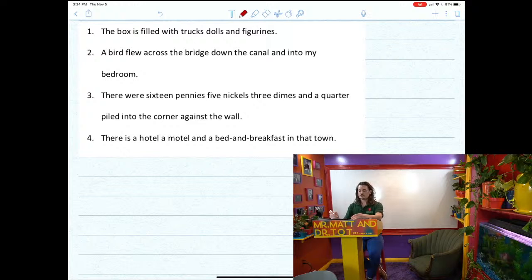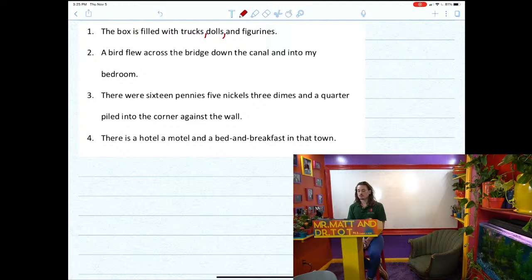Okay, so number 1, the box is filled with trucks, dolls, and figurines. So the first item in this series is trucks. So we'd have trucks, comma, dolls, and that comma right there would be the Oxford comma, and then the conjunction and figurines. So trucks, comma, dolls, comma, and figurines.